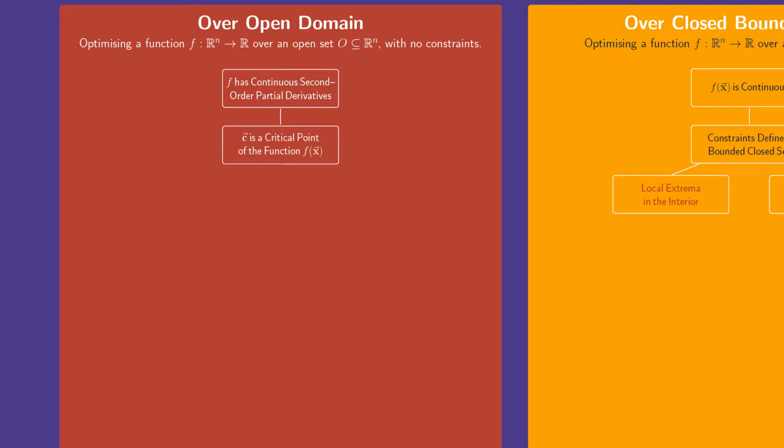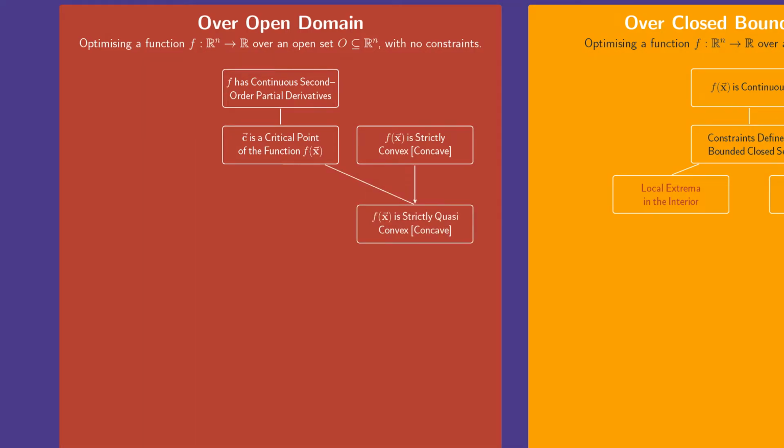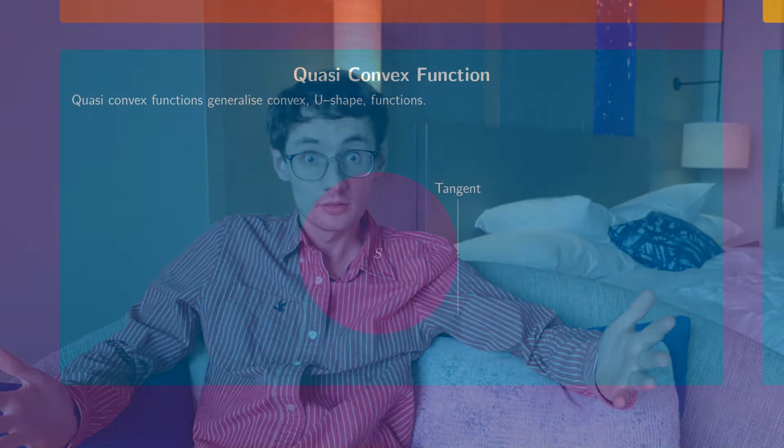If we are lucky, and the function is either strictly convex or strictly concave, or at least quasi-strictly convex or quasi-strictly concave, then we are done, and at the critical point C, we must have the global minimum or maximum: minimum for convex functions, and maximum for concave functions. Wait, what is a quasi-convex function?